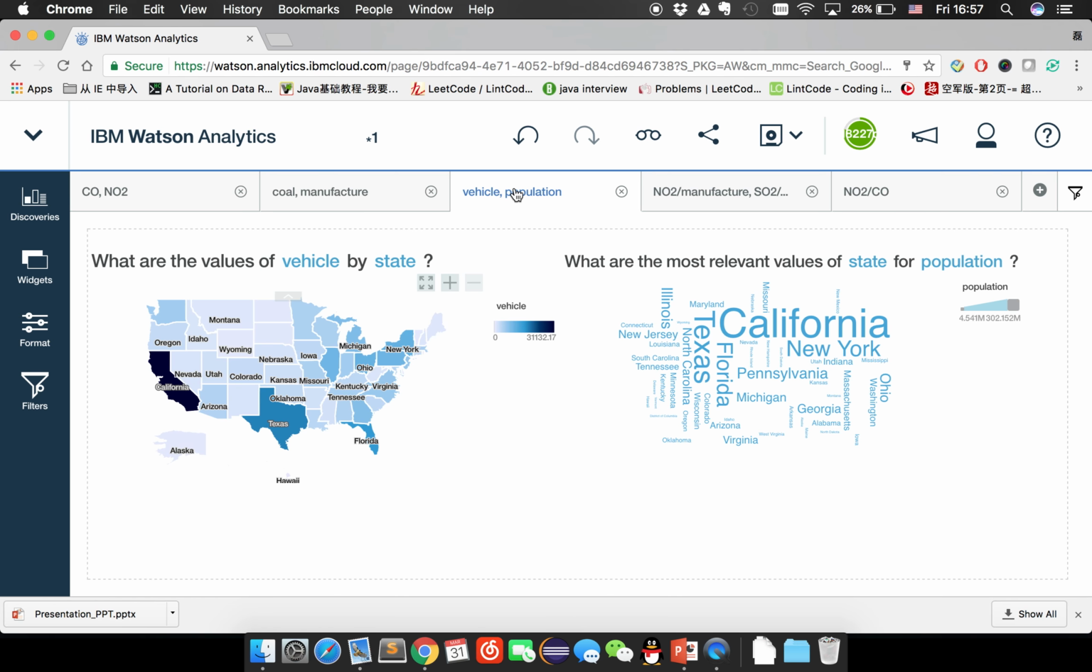Based on this picture, we can directly see that darker states, which represent many more vehicles in the states, are focused on California, Texas, Florida, and some northeastern states like New York. Similarly, in the word cloud showing population level, California, Texas, Florida, and New York are still the bigger ones. That's reasonable because the more people in the state, the more vehicles needed.